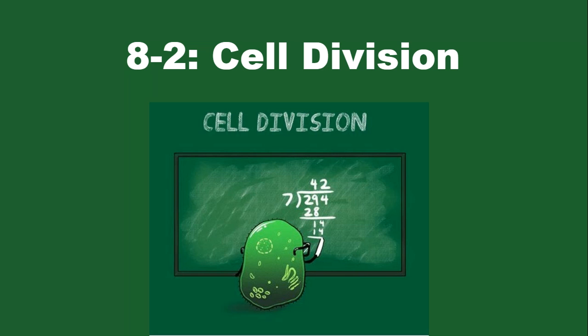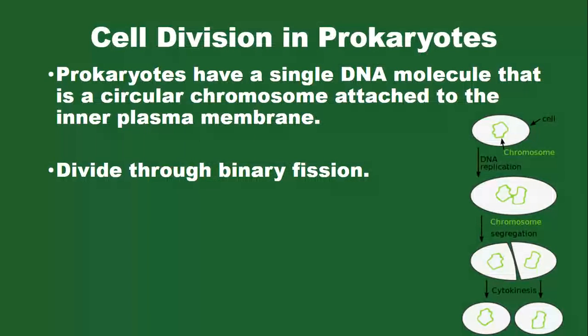8.2 looks at cell division. We're going to start looking at cell division in prokaryotic cells. And this is going to be fairly simple because the prokaryotic cells don't have all the organelles that eukaryotic cells do. So it can be a lot simpler process. And so they actually split through what's known as binary fission.